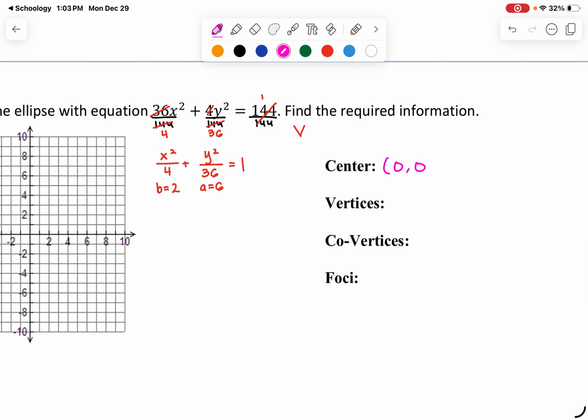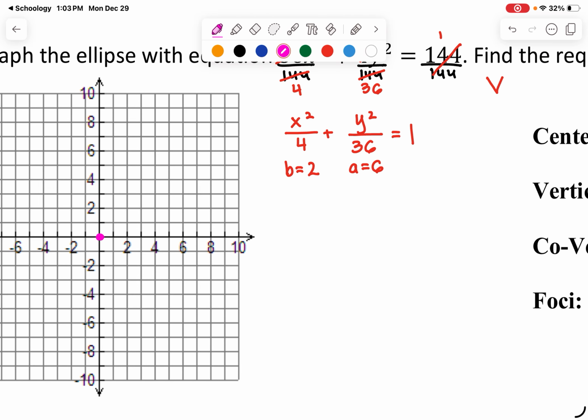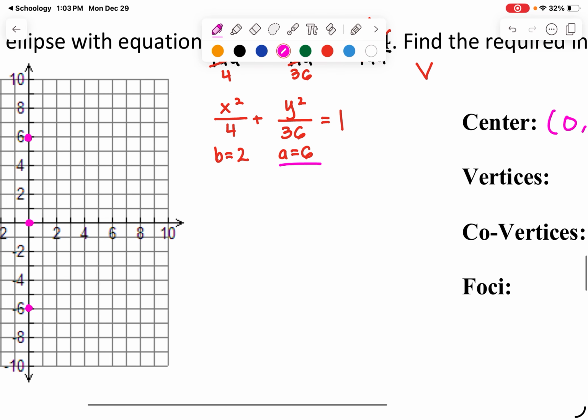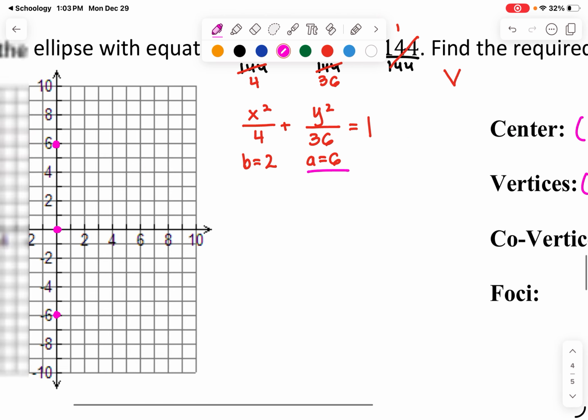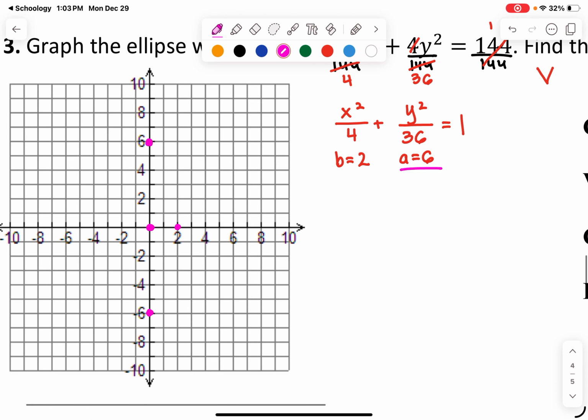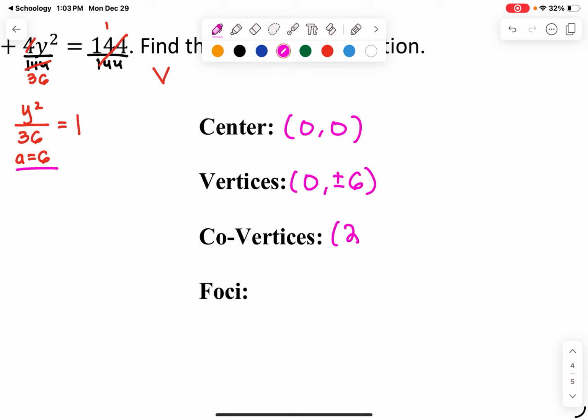All right, I'm going to graph as I go this time, okay? I'll show you what I mean by this. 0, 0. Since this is a vertical ellipse, I am going to go up and down a units. So I'm going to go up 6, down 6, and then write down the points. 0, 6, 0, -6, or 0 plus or minus 6. Co-vertices are 2 units from the center, so right 2 and left 2. 2, 0, and -2, 0, or plus or minus 2, 0.